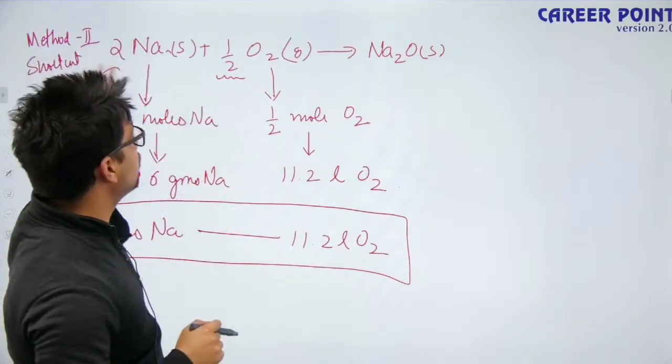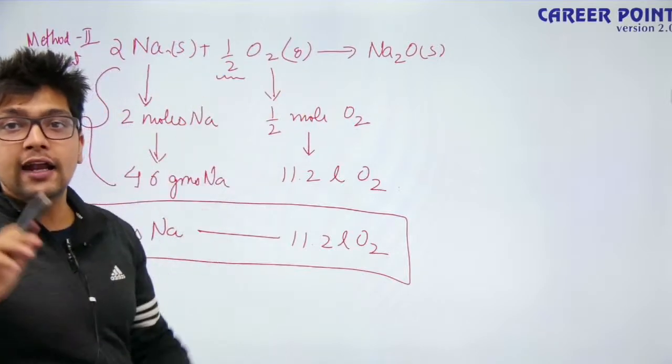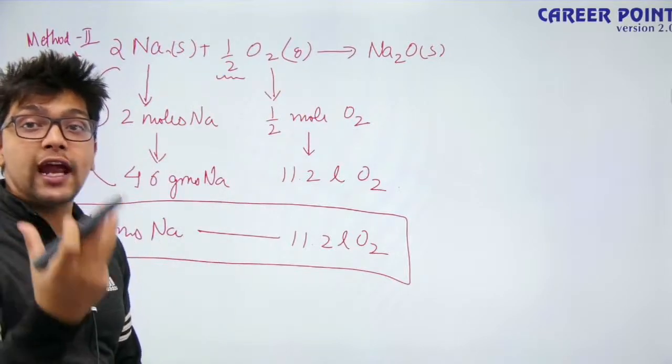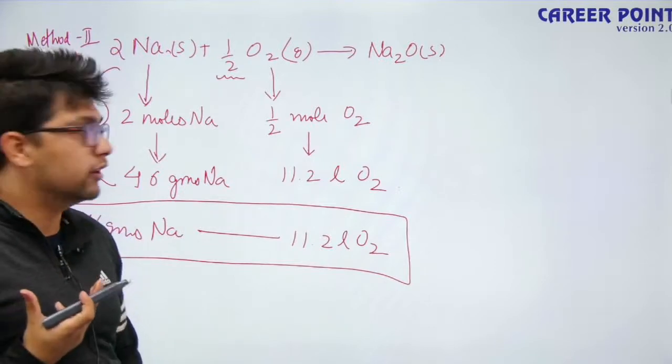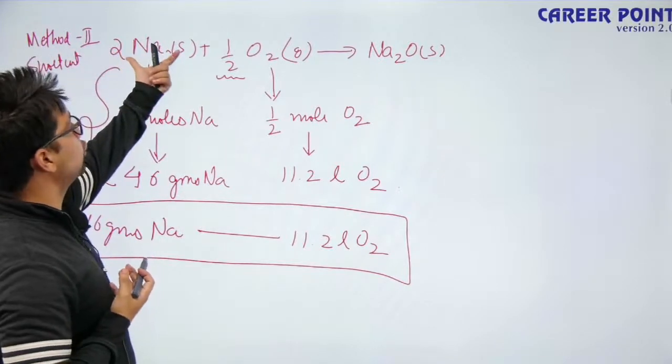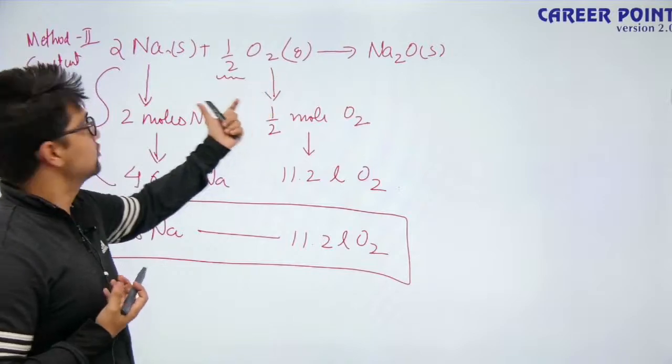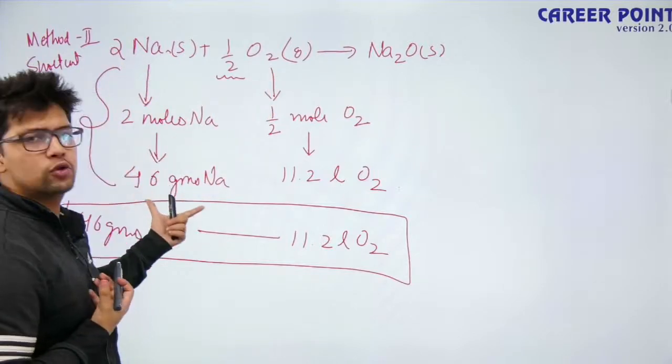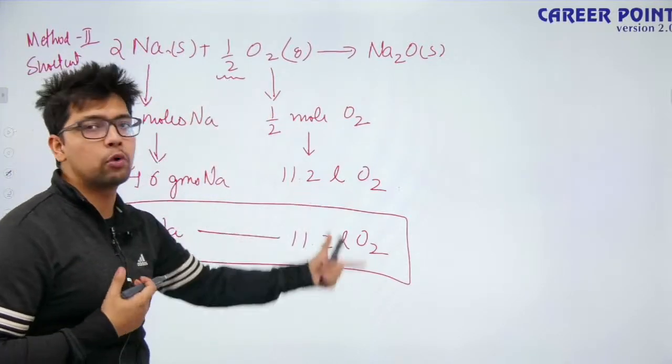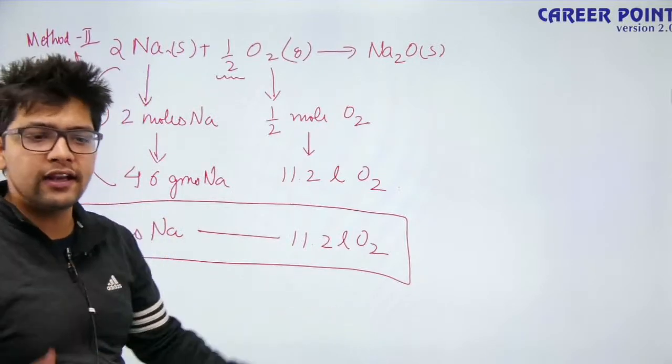So I wrote the balanced chemical equation. And right now, I am trying to get what data I have been provided with. So I have been provided 2 mole sodium reacting with half mole oxygen. So 2 mole sodium means 46 grams sodium and half mole oxygen means 11.2 liters oxygen. So simply I related the data.